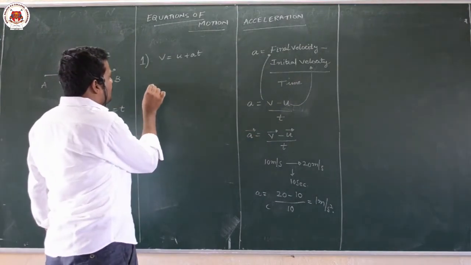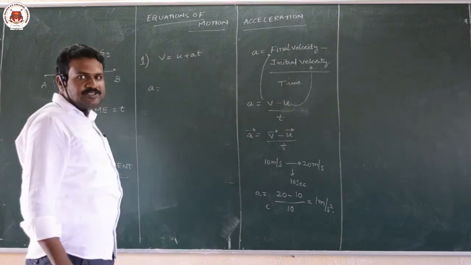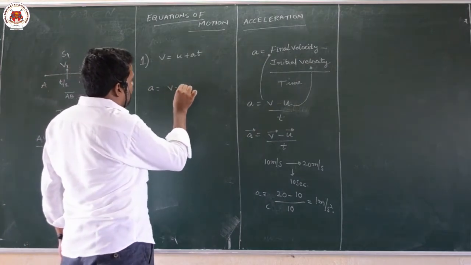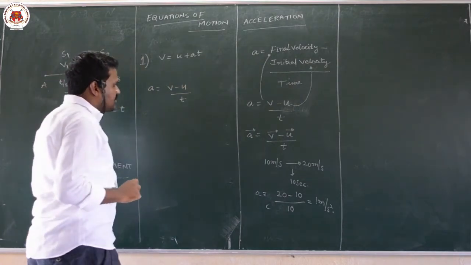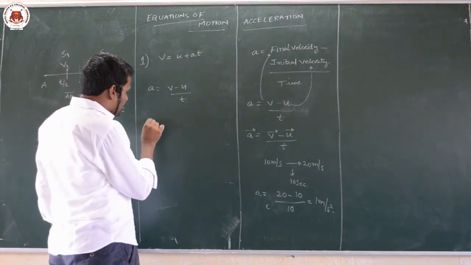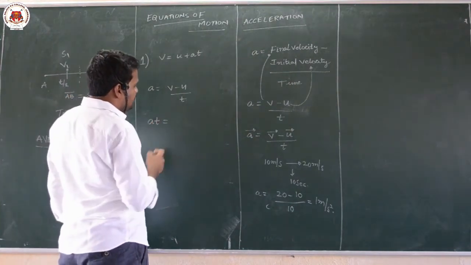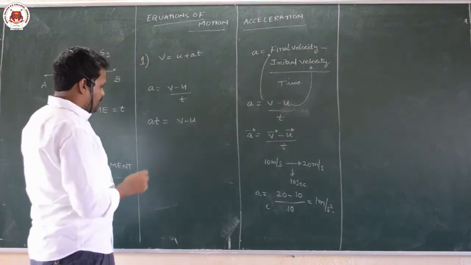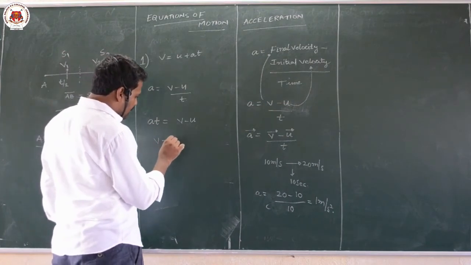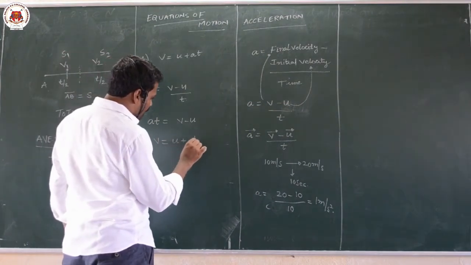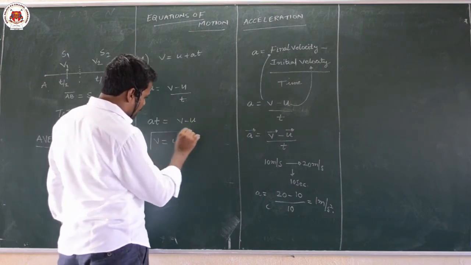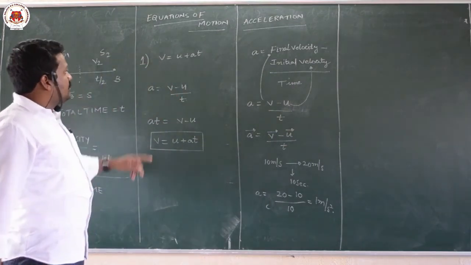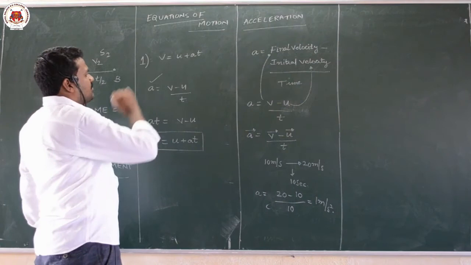So acceleration is equal to v minus u by t. So we can write it as at is equal to v minus u, that is, acceleration into time is equal to v minus u. Then from this you can write v is equal to u plus at. This is the first equation of motion, and this is how you get it from the basic definition of acceleration.